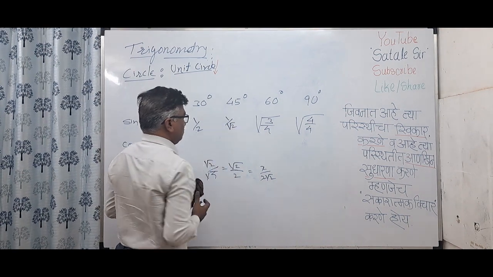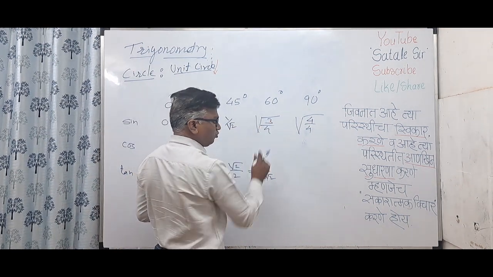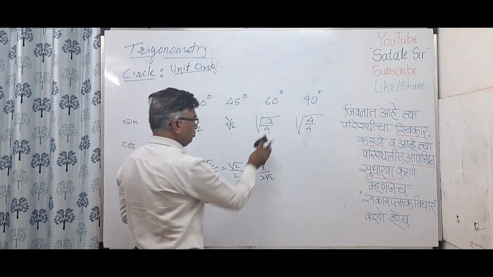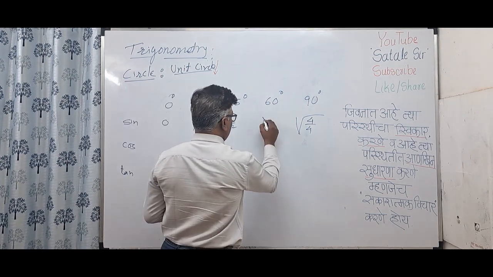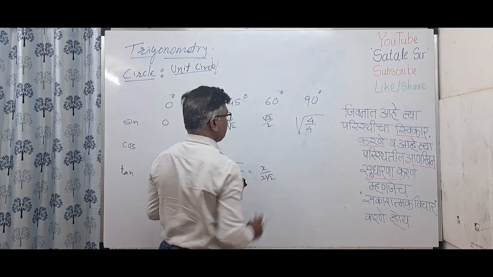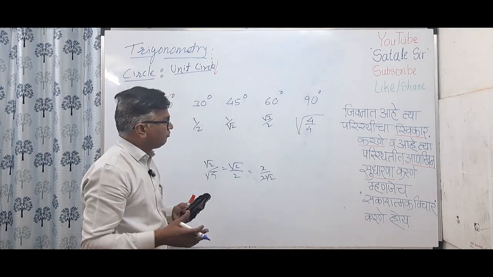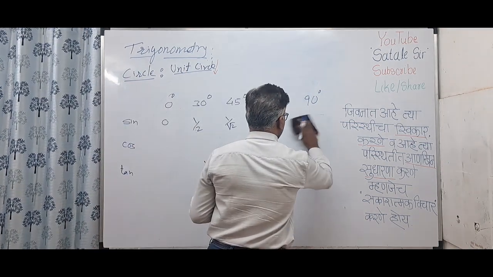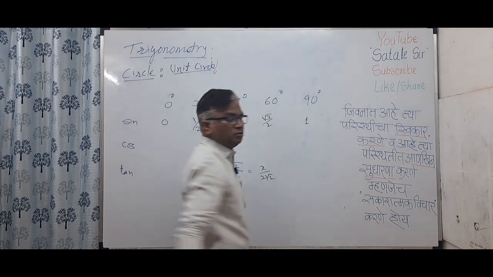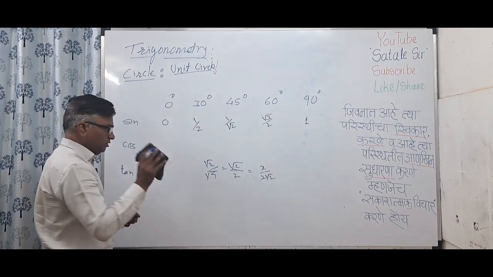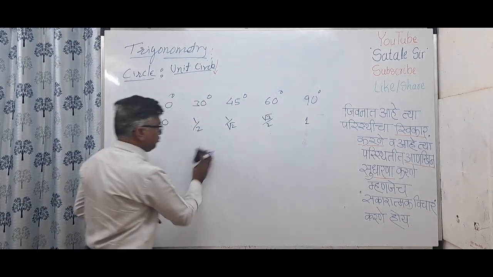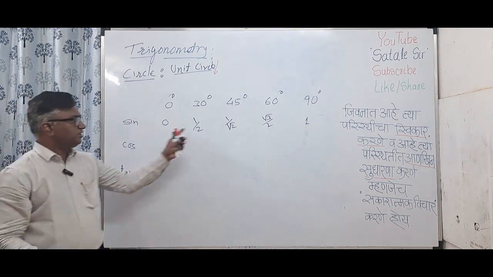Similarly here it will be root 3 by root 4, and root 4 is nothing but 2, so it will be root 3 by 2. Okay, 4 by 4 is 1 and the root of 1 is again 1, so this will be 1. You can just rewind your video and you can very easily understand how we have got these figures.